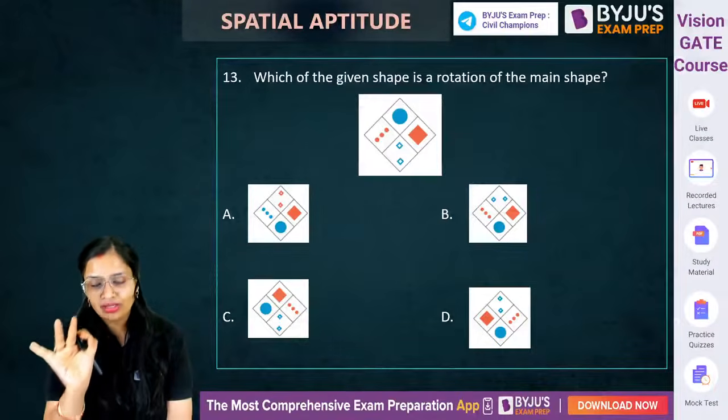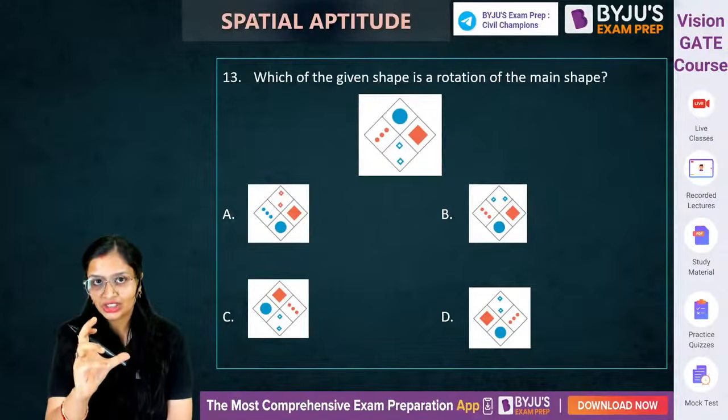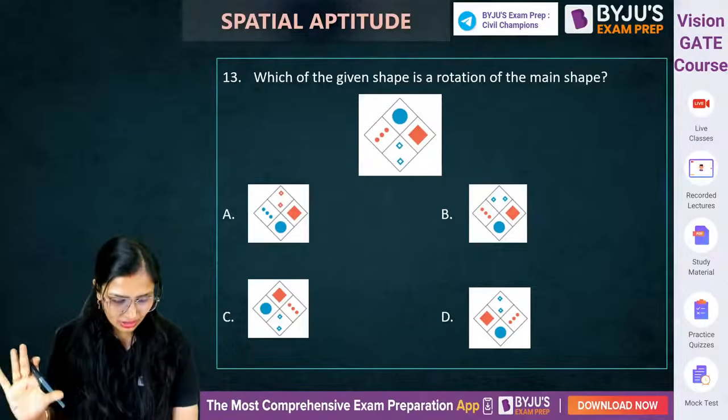I am giving you the hint. Two options will be the same. Check out the orientation. Is it clockwise or anticlockwise? Just check it out. Come on guys.